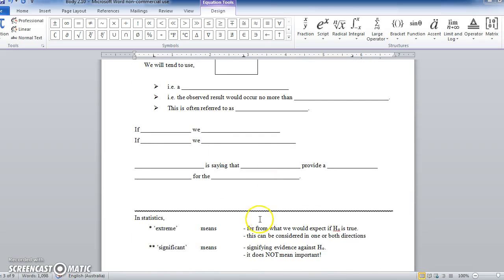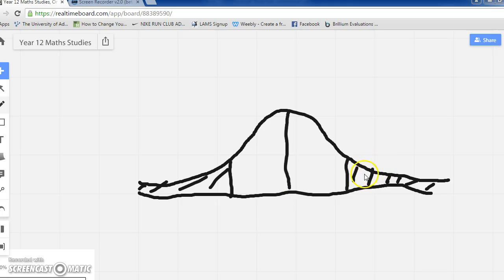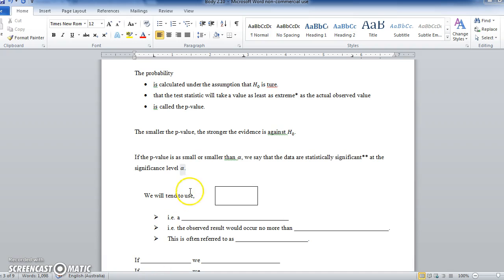And down at the bottom of the page we have some explanations of what we mean in statistics by extreme and significant. So what we're saying is that if the sum of the area there and the area there, or the sum of those two areas, adds up to give us something less than alpha, then we're going to reject the null hypothesis, and if it adds up to something more than alpha, then we don't have enough evidence to reject the null hypothesis.